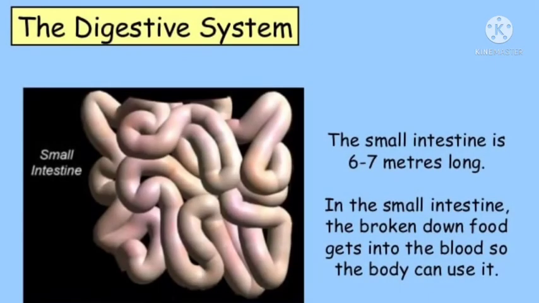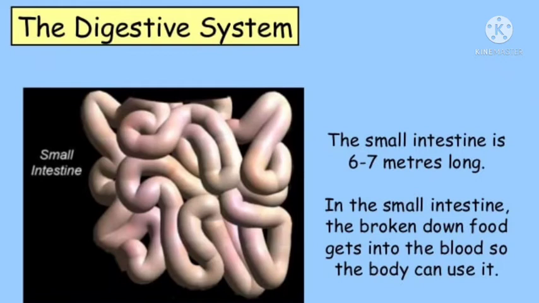So, today we will discuss the small intestine, which is part of our digestive system. First of all, look at this picture. This is our small intestine. Yes, the small intestine is the longest part of our alimentary canal. What is its length? Its length is about 6 to 7 meters. And here the digestion gets completed. Now we will study how.